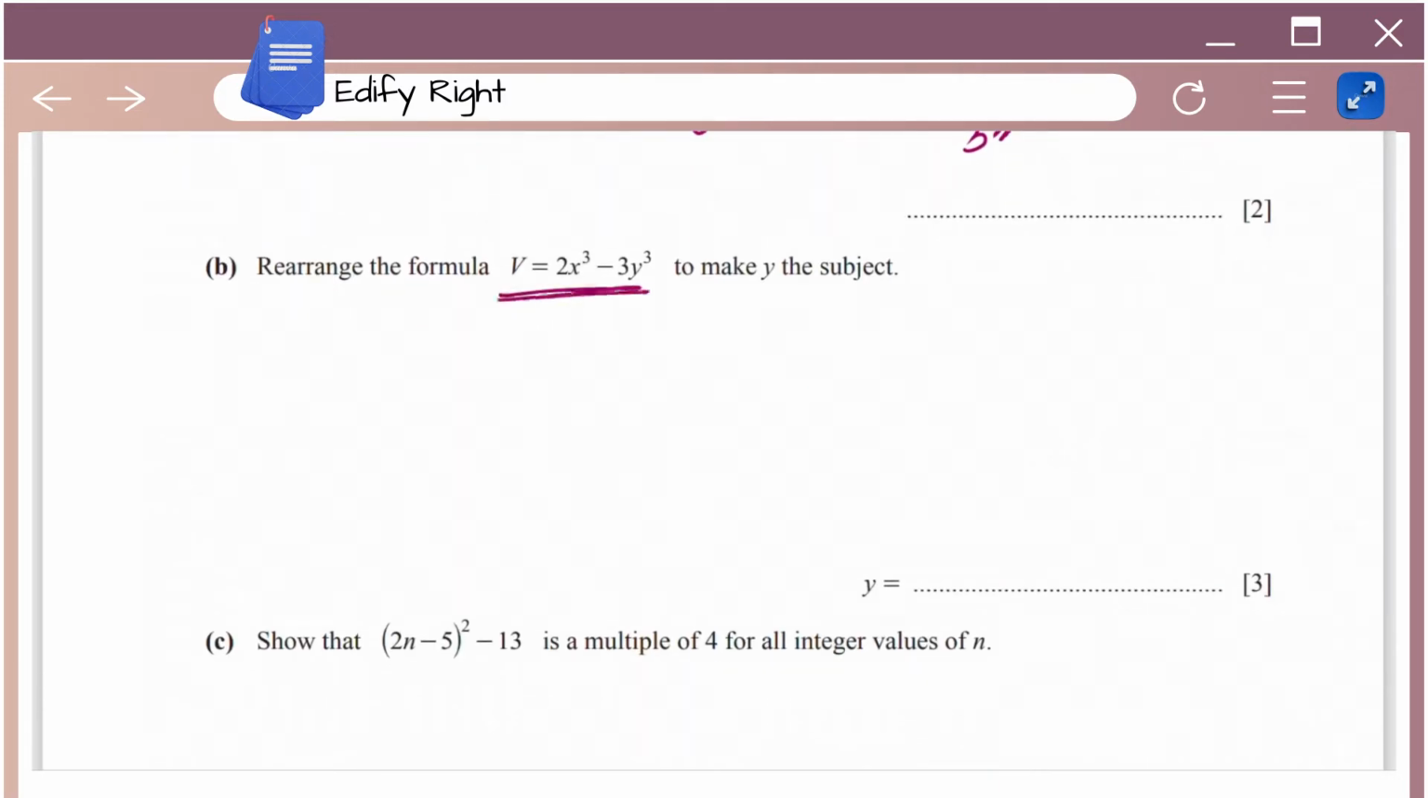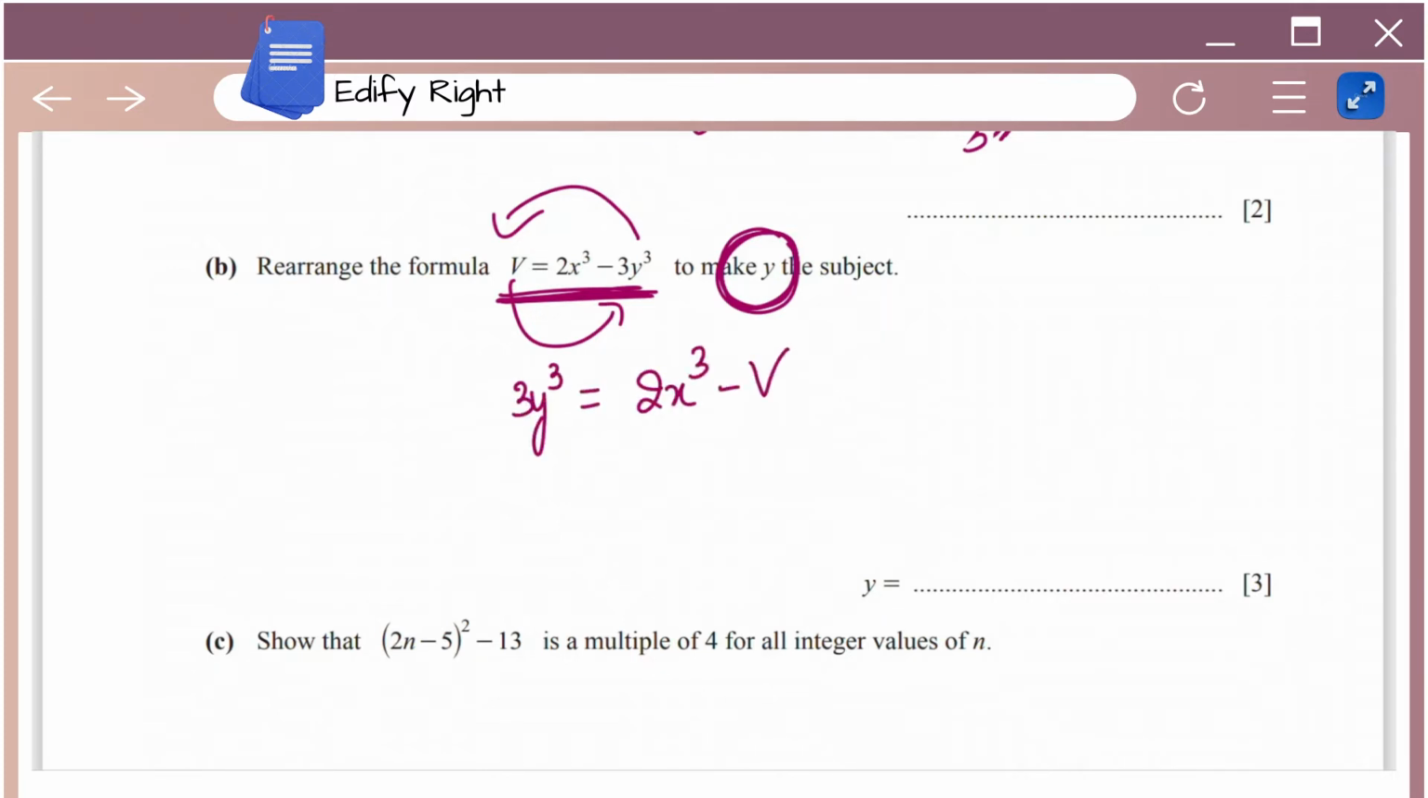Next, rearrange the formula v equal to 2x cube minus 3y cube to make y the subject. So they want you to make y as the subject. So you need y on one side and everything else on the other side. So let's just do that. I'm going to take y on one side and v to the other side. So that will give us 3y cube is equal to 2x cube minus v. Now we'll take 3 to the other side. So we have y cube equal to (2x cube minus v) upon 3.